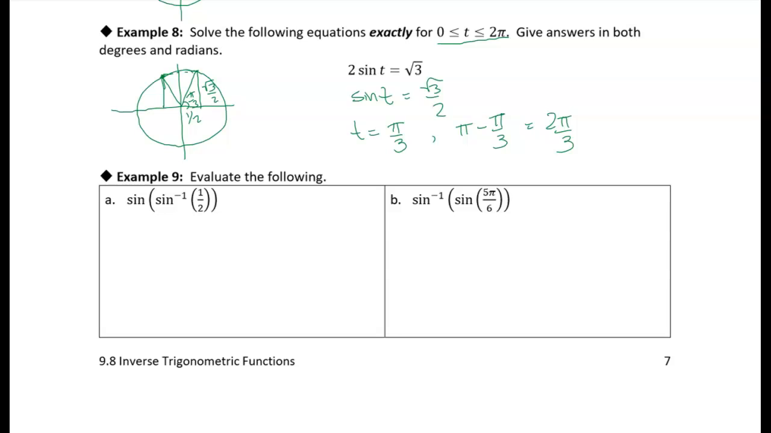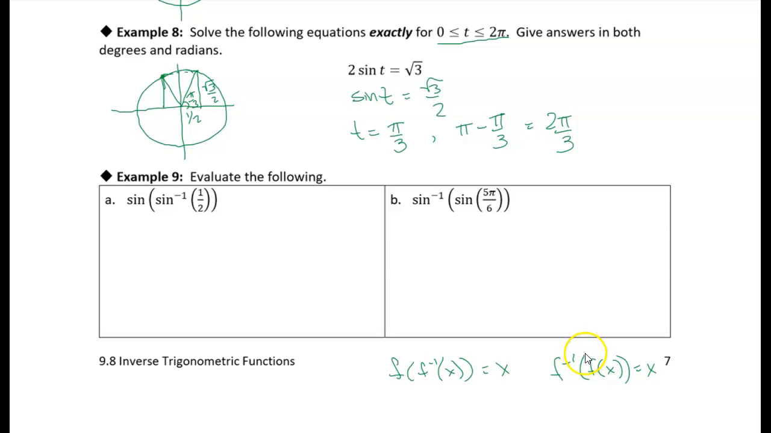All right, let's take a look at example 9, because sometimes there's some strange things that happen because of that restricted range of our inverse functions. And this example just sort of illustrates that. So normally, when we have an inverse, if we take f of f inverse of x, we should get x, right? And if we take f inverse of f of x, we should also get x, okay?